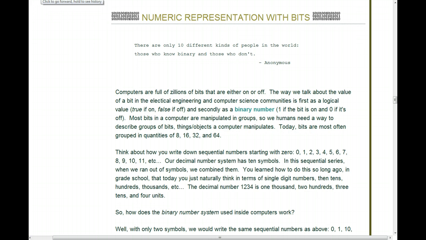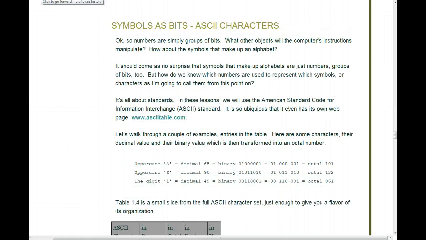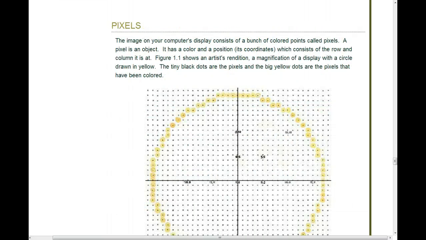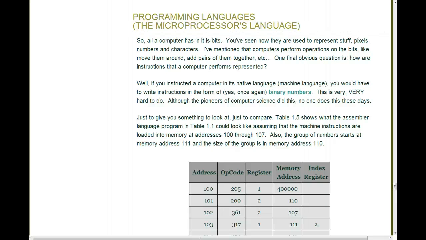Since a single bit is quite limited, computers manipulate groups of bits. In the next 3 sections of this lesson, I go into detail describing how bits are used to represent numbers, ASCII characters, and pixels. So, a computer's native language must also be bits.